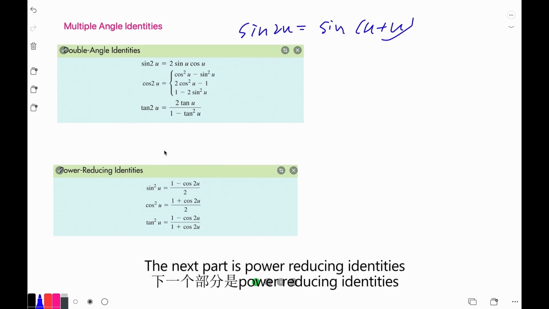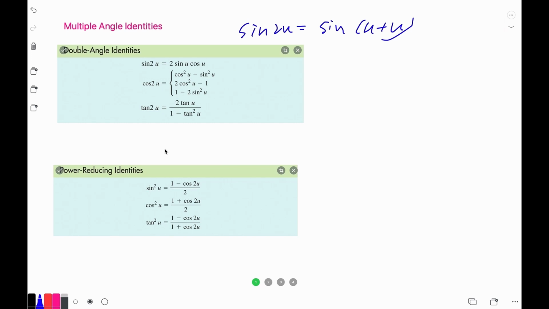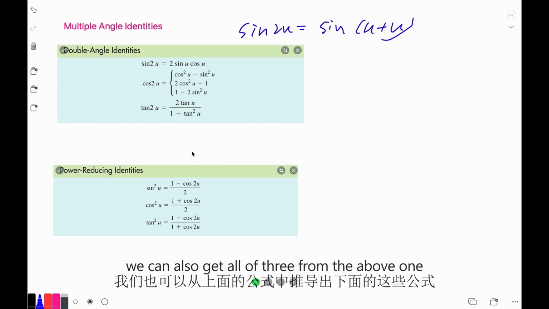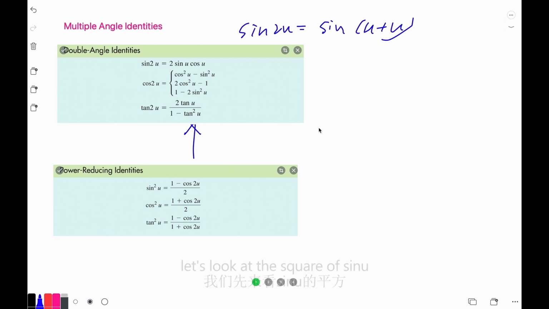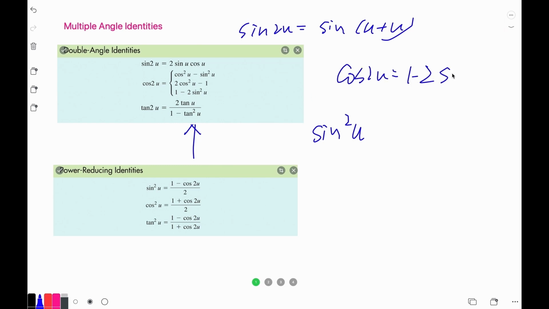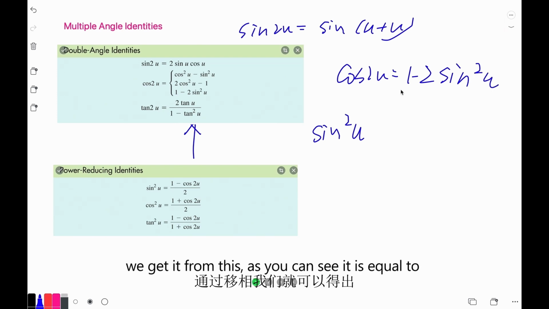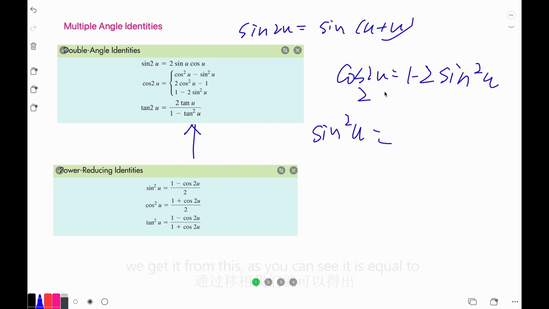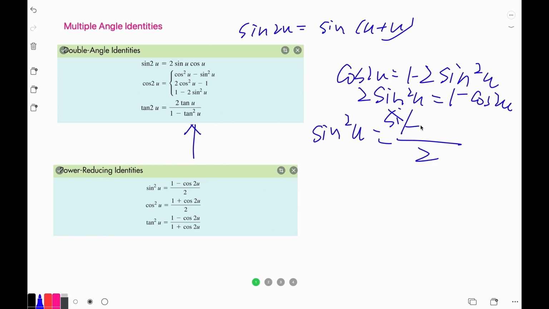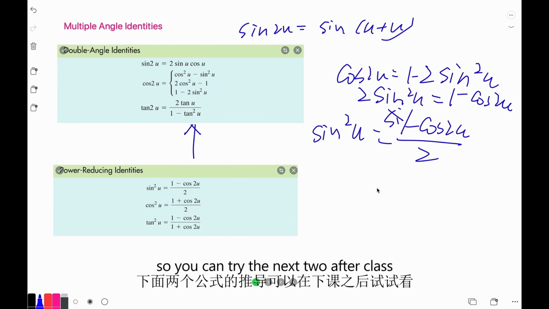The next part is power reducing identities. We can also get all 3 from the above one. I will do an example for you. Let's look at the square of sine u. We can get this from cosine 2u equals 1 minus 2 times the square of sine u. After dividing by 2, we get the square of sine u is 1 minus cosine 2u over 2. You can try the next 2 after class.